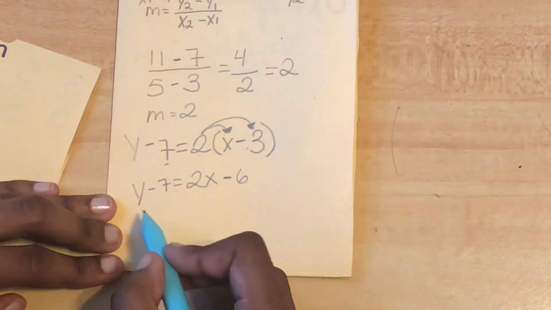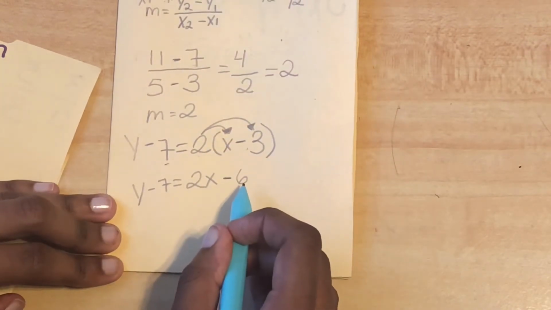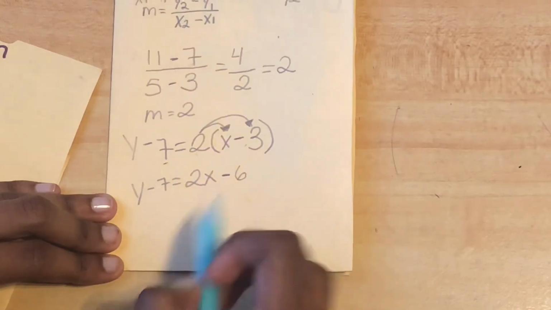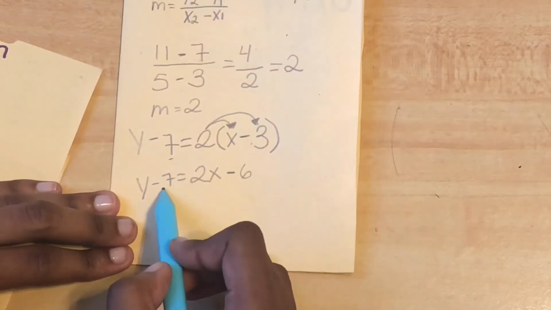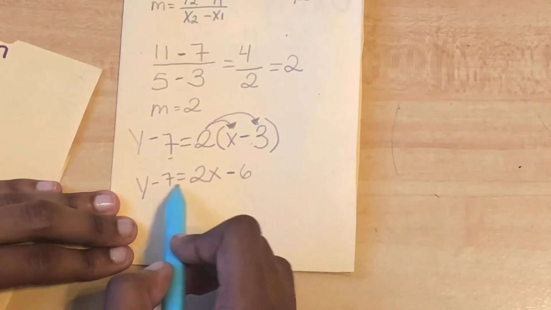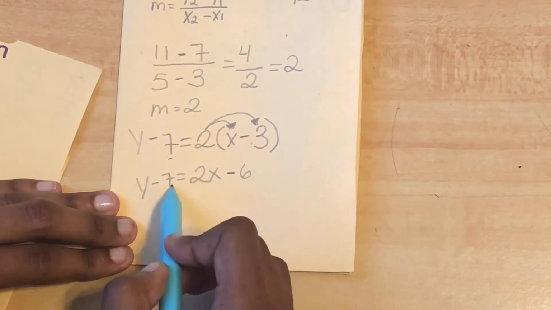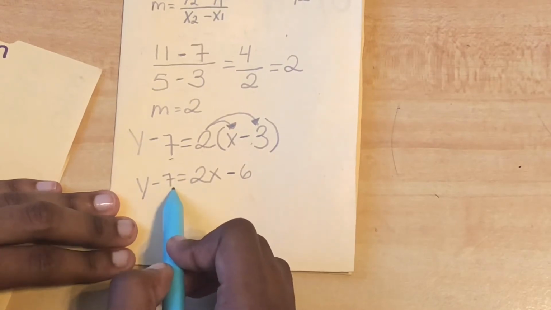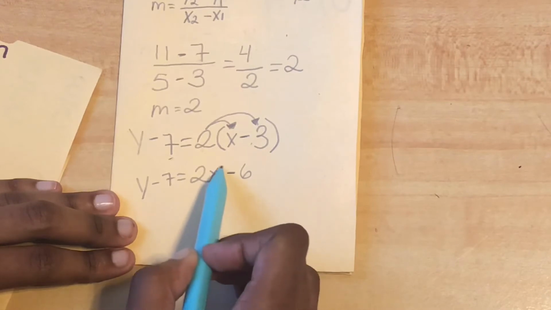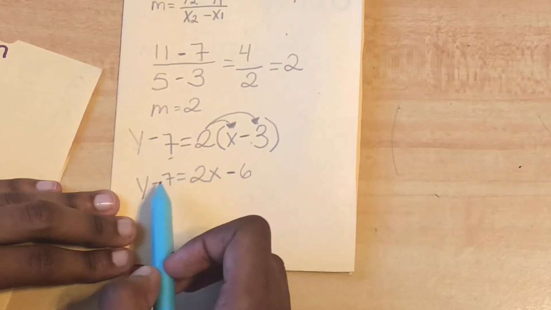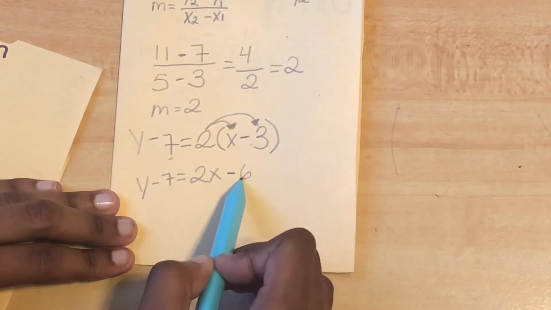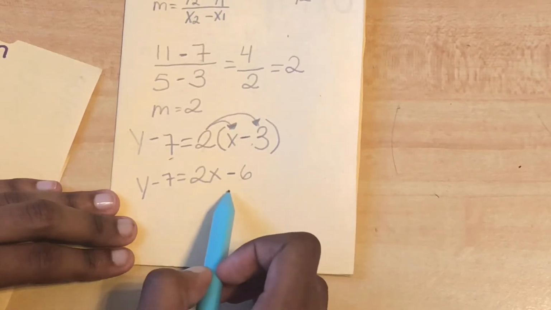So now this is our new equation right here, but we're still not done. We need to get y by itself. In order to do that, we need to have this 7 come over here and join this 6. Now we're not going to have it join the 2 because it doesn't have an x with it. Only numbers that have the same variable, so the same letter, can be combined together. And since the 7 and the 6 don't have a variable, they can be combined.